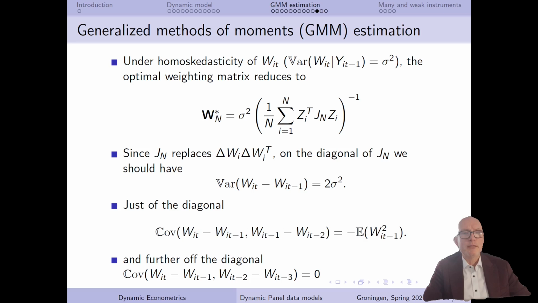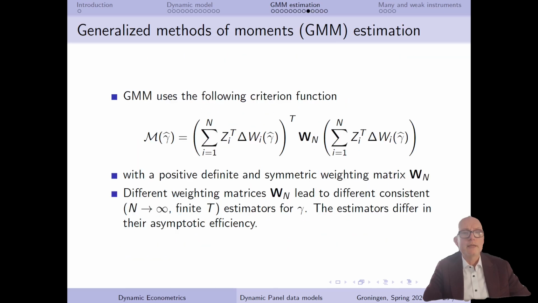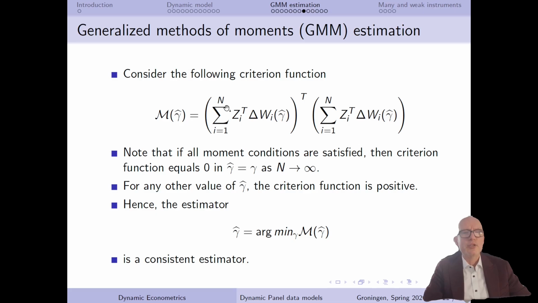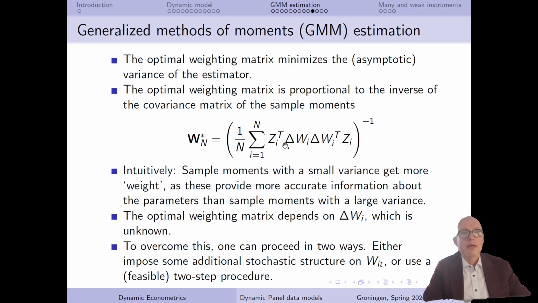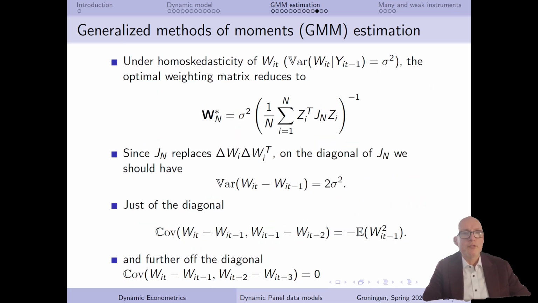To explain this, when we use the identity matrix for the weighing matrix, we are essentially just minimizing this criterion function that we have over here, without our weighing matrix. That gives us an estimate of gamma hat, which we can then use to calculate an estimator of delta Wi, and then we can substitute in here to finally get an estimator of our optimal weighing matrix W star n. That gives us an estimator.